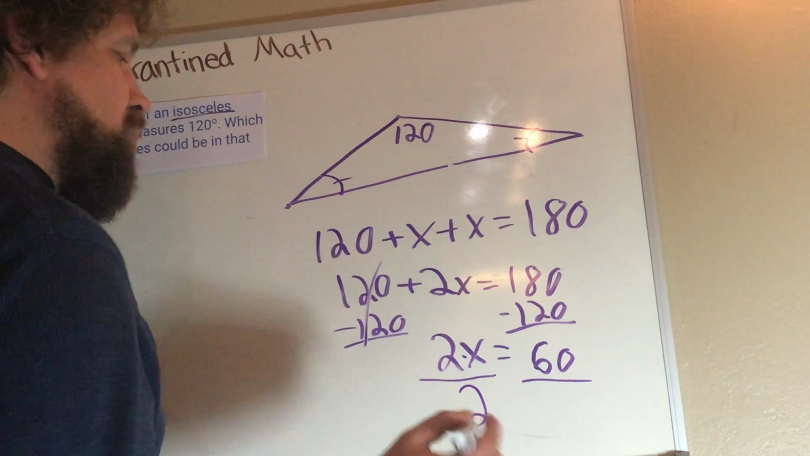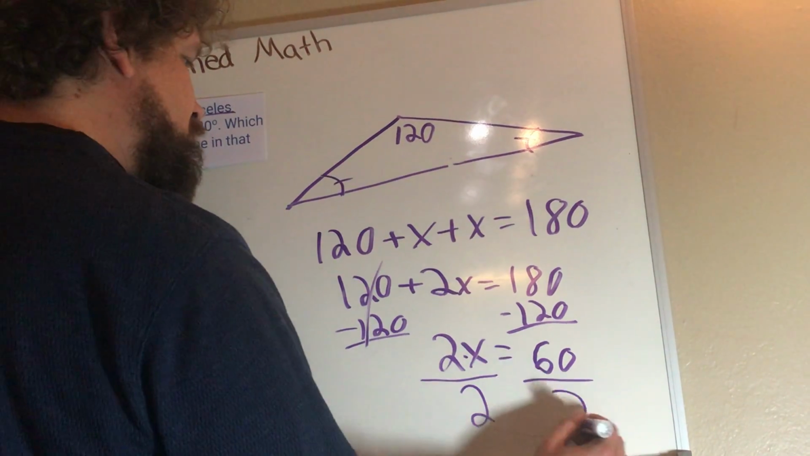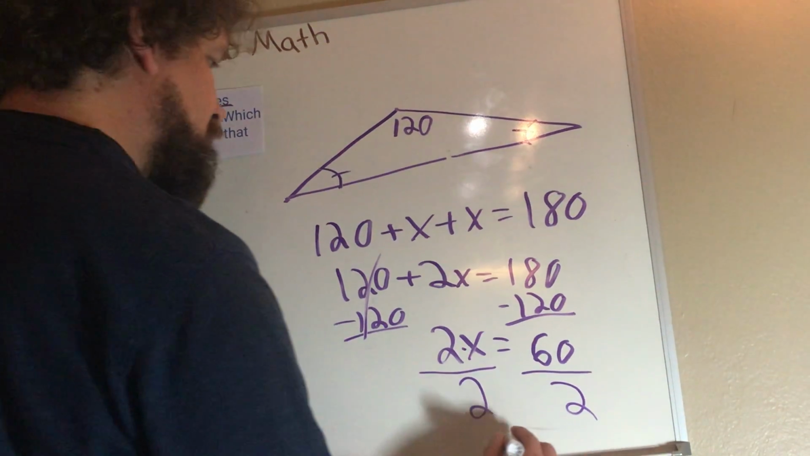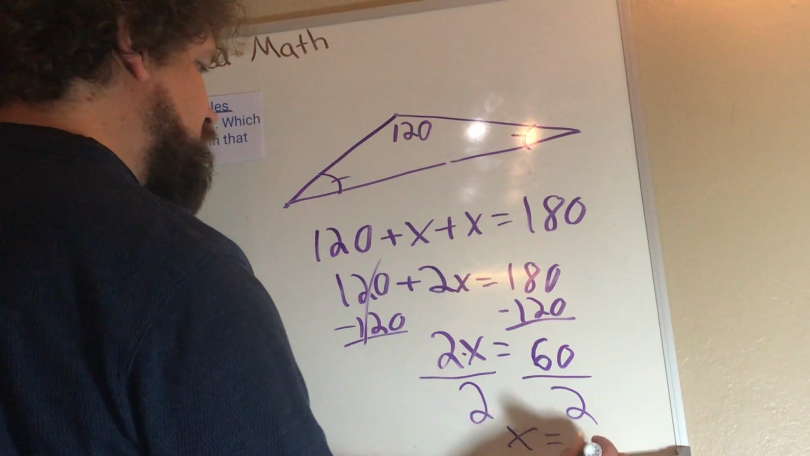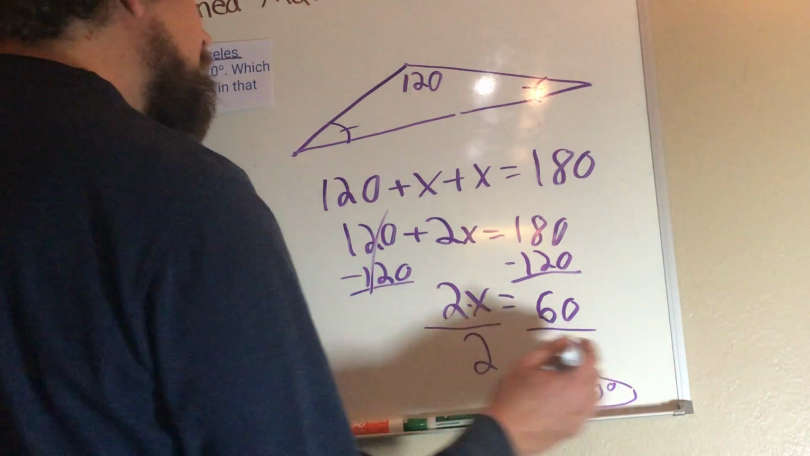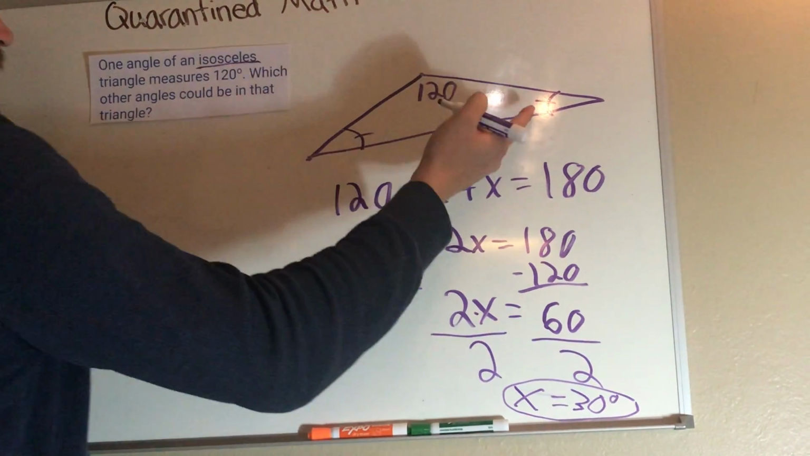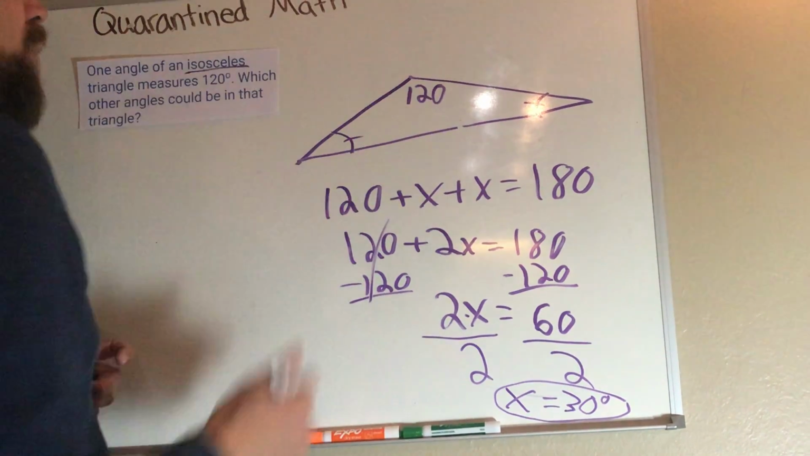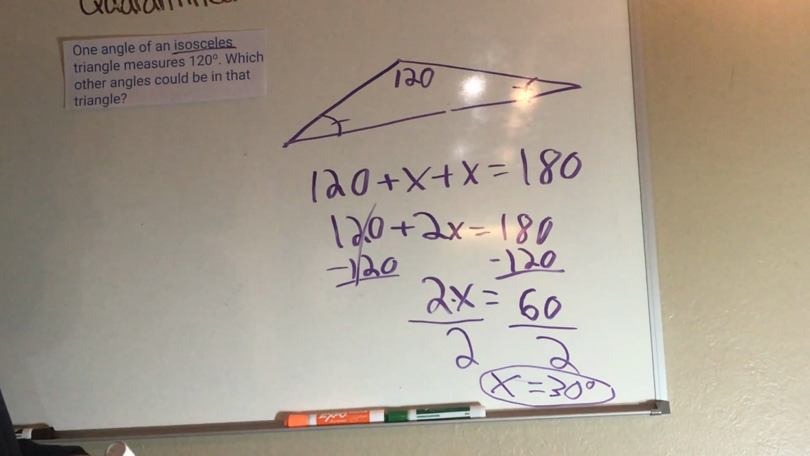Opposite of multiplying by 2 is dividing by 2. Do that to both sides. And all of a sudden, I squeeze this in here. X equals 30 degrees. And that should work. 30, that's 60. Plus the 120 is 180.